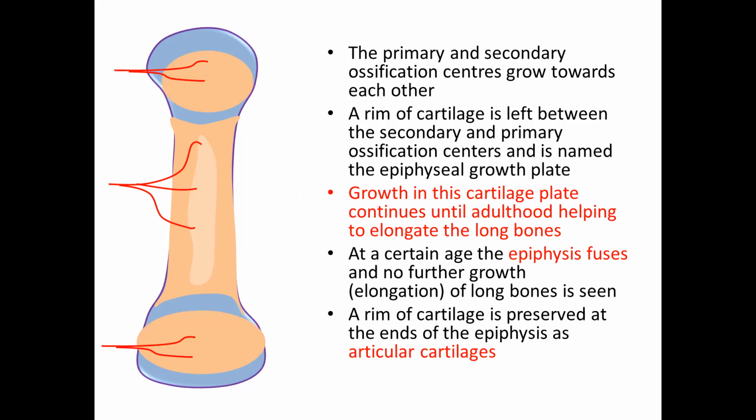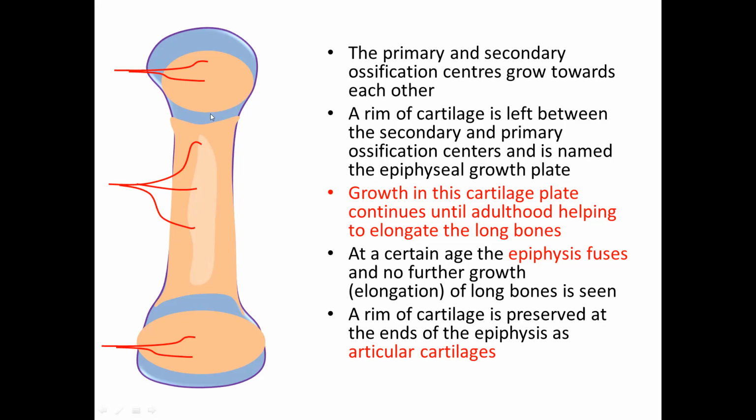The primary and the secondary ossification centers will grow towards each other. So that's the primary one. That is the secondary one. This will grow this way, and this will grow this way. The cartilage in the middle will keep on thickening. And then a rim of cartilage will be left between the secondary and the primary ossification center.